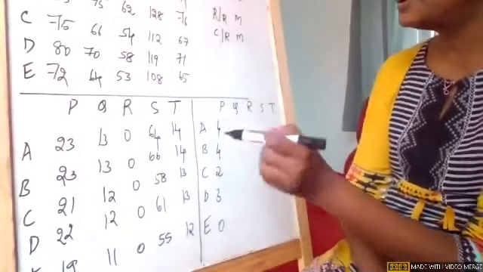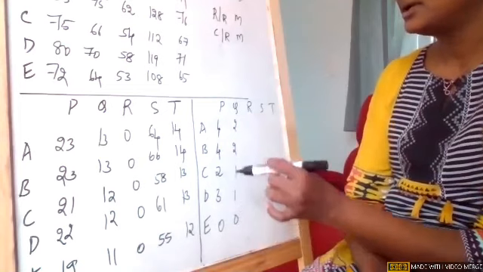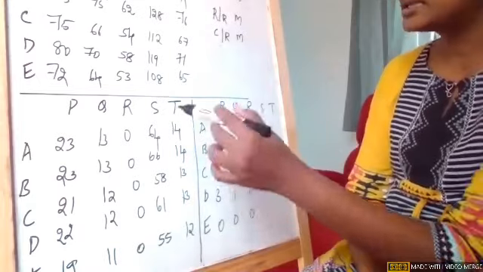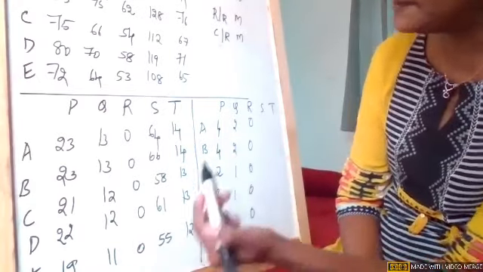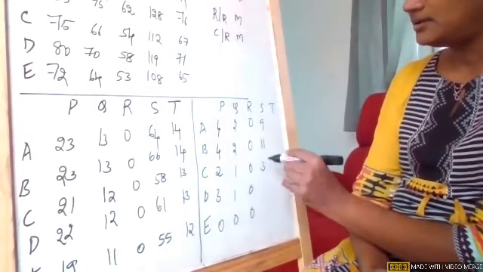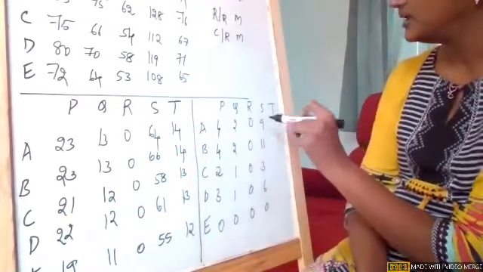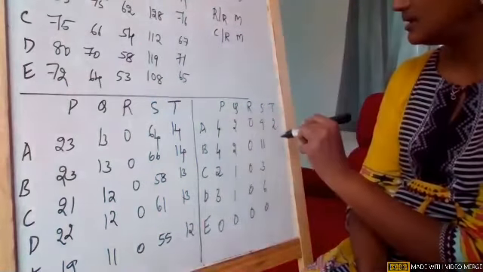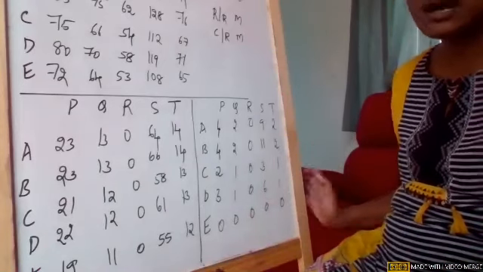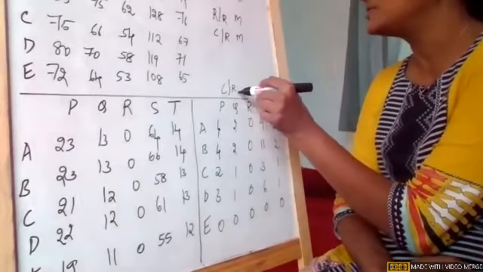The next smallest value is 11. So 2, 2, 1, 1, 0. The next column is all zeros, so no change in this particular column. The next column, the smallest value is 55. So it is 9, 11, 3, 6, and 0. The next smallest value is 12. So 2, 2, 1, 1, and 0. So this is how we got the column reduced matrix, girls.